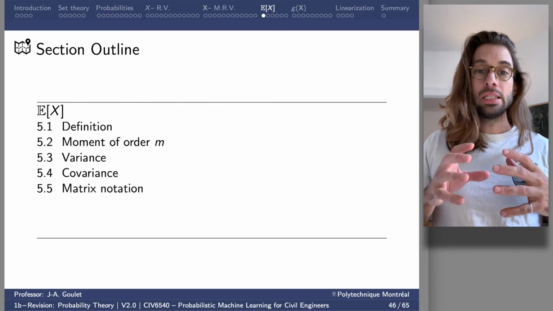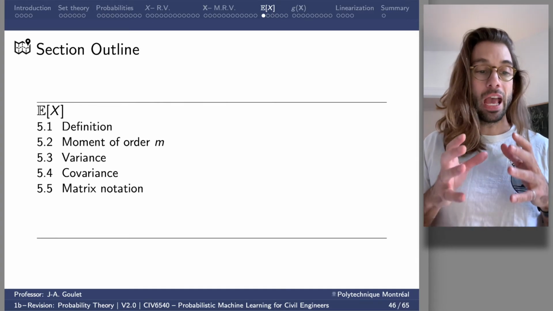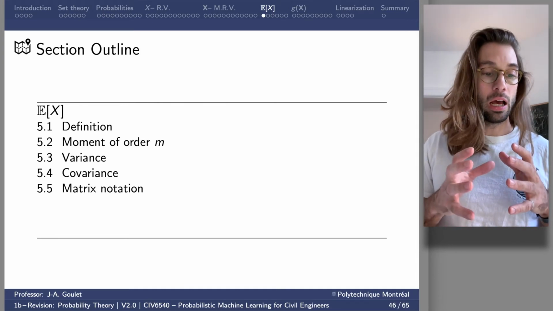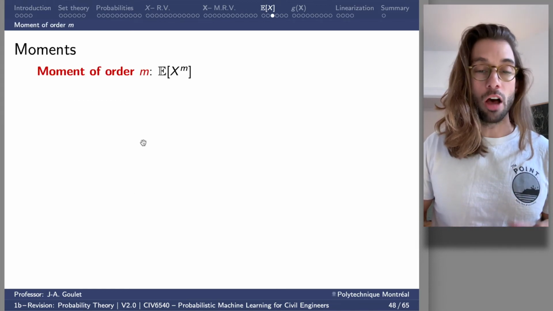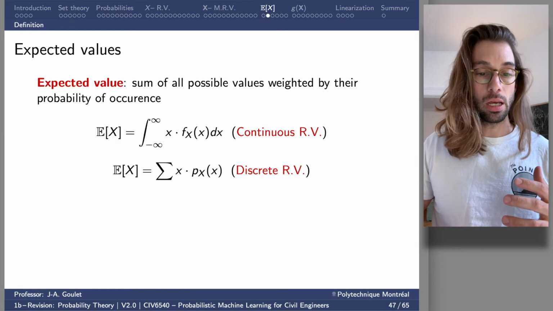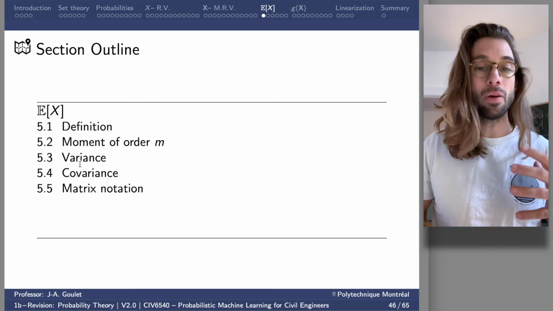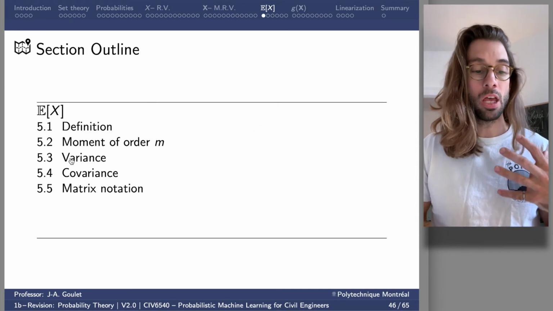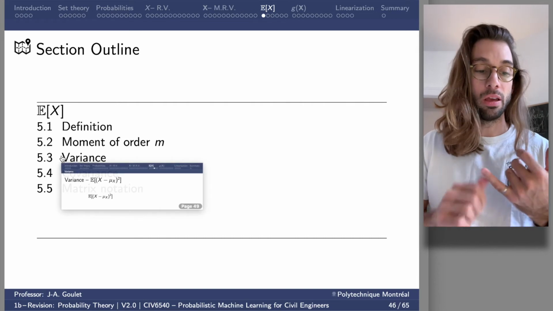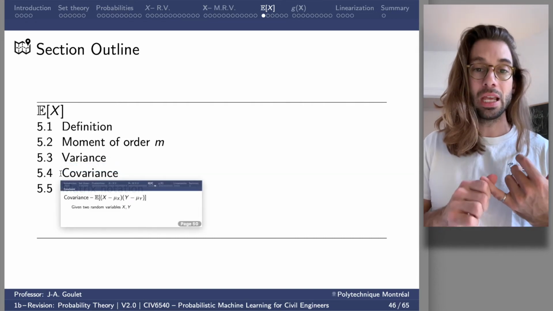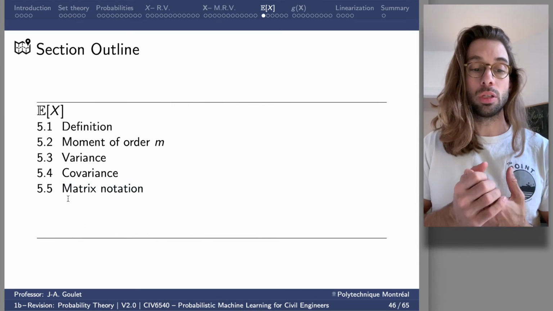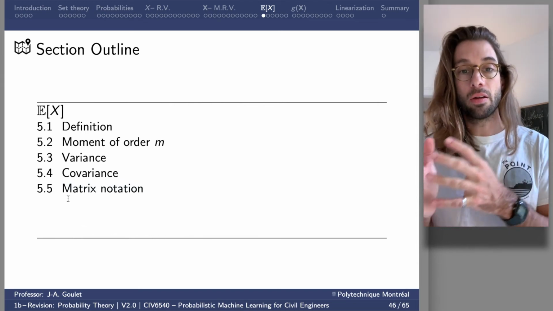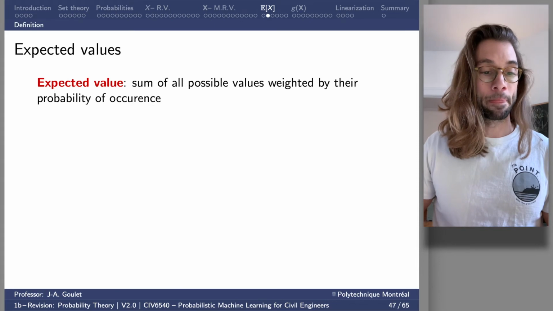Okay, now let's dig into the concept of expectation and moments. The first thing we're going to look at is moments of order m, and we're going to define this concept. Then, how can we use these moments of order m to define the concepts associated with variance and covariance? We're going to use this to look at the matrix notation associated with the variance and covariance matrices.